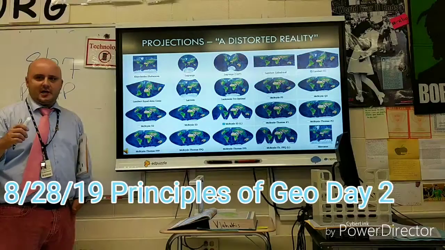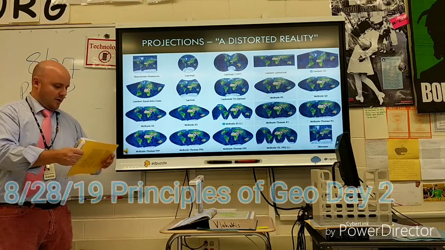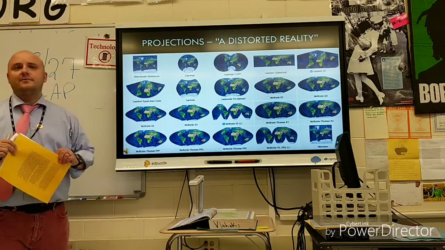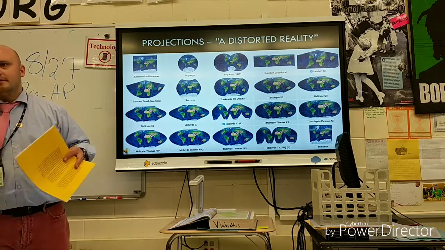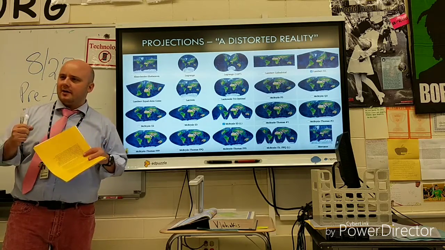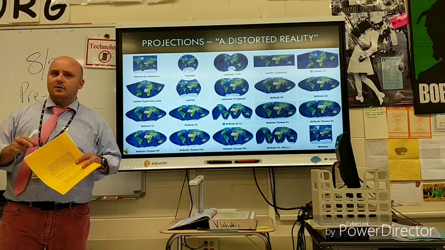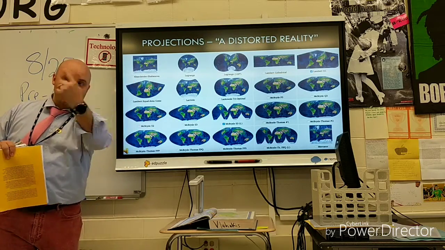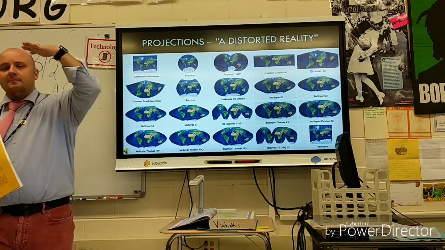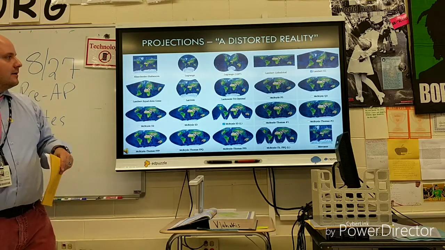We talked about map projections, correct? Yep. So we talked about how geographers have to lie. They have to stretch, they have to shrink, they have to cut in order to make a map, because the world is round and maps are flat.